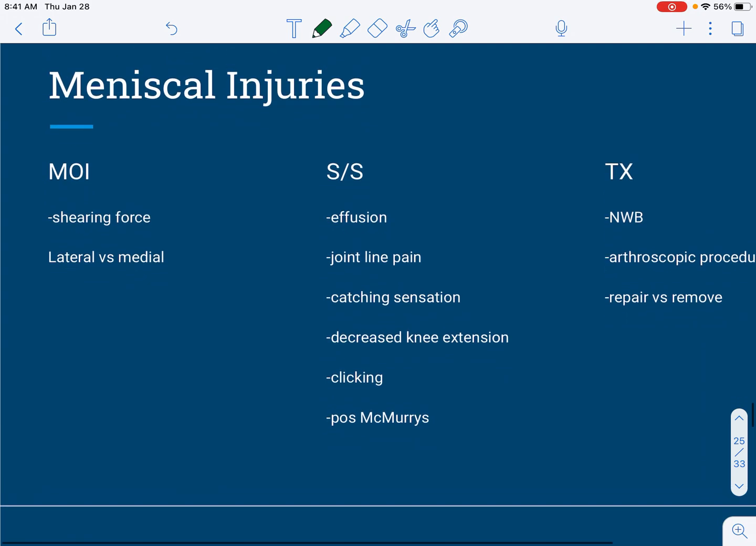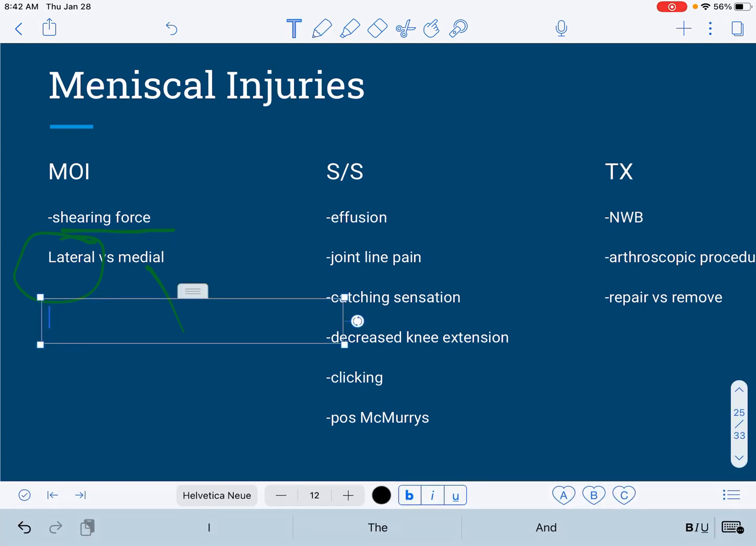Meniscal injuries. The MOI is a shearing force, almost like a compression and then a twisting motion. I think we talked about this already, but a lot of people think the medial is the most common, but actually the lateral meniscus is most common because it's a pivoting point.